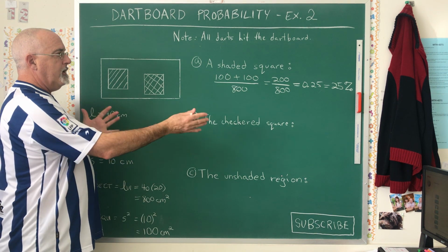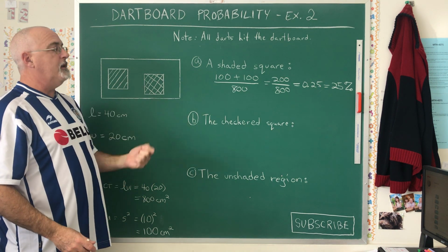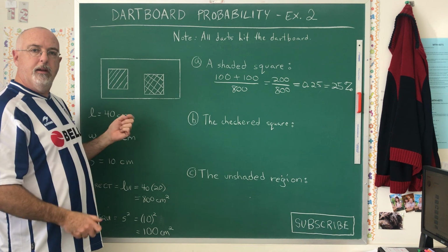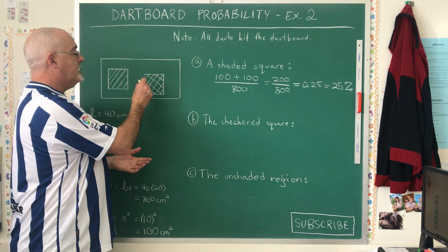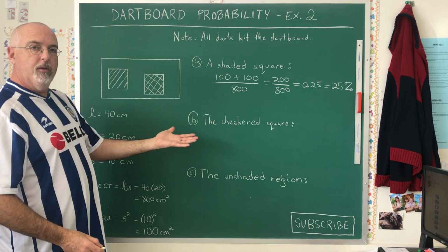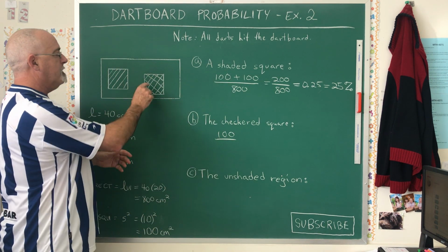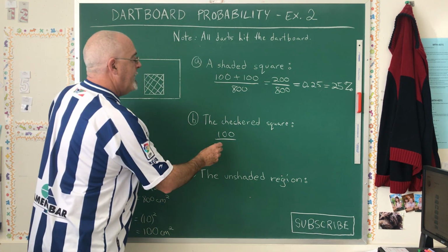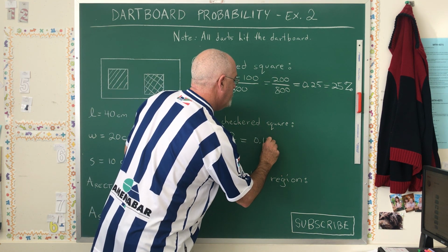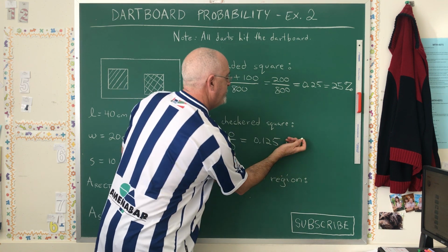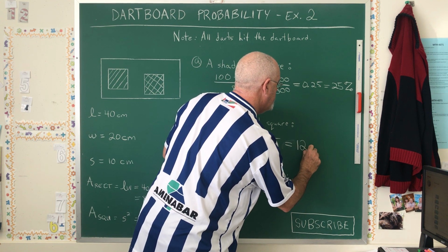And the student, when they encounter this question, they need to get into their area formulas right away so they have the values they need to work with. Otherwise, they freeze and they draw a blank. The checkered square, what is the chance of a dart hitting just the checkered square? Well, we have everything we need to work with in order to calculate that. The favorable is 100 now, not 200, because only one of the squares is checkered. And the total is still 800. So we get 0.125 multiplied by 100, and that gives us a percentage 12.5%.